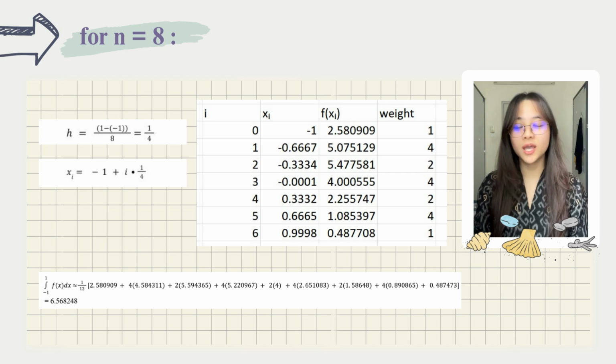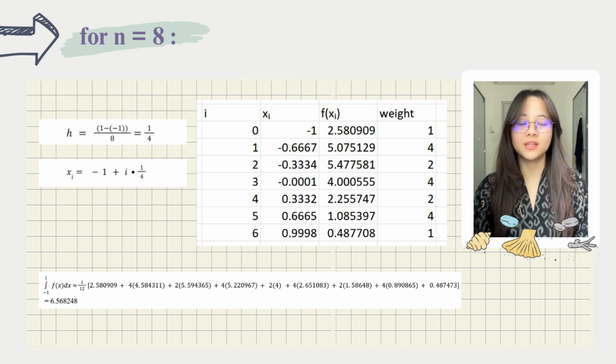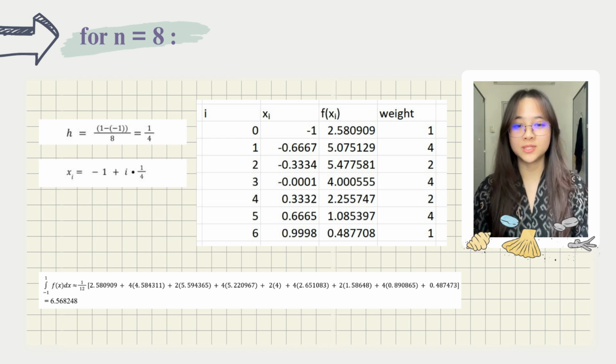Now for our n equals 8, much like n equals 6, we found the value for h, which is 1 over 4, and we input the formula for xi into an Excel spreadsheet to generate a table. The values from the table along with Simpson's rule were formulated, and we added up the values to find an area of 6.5682.